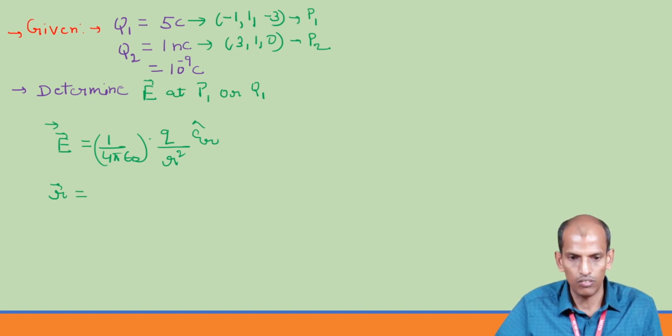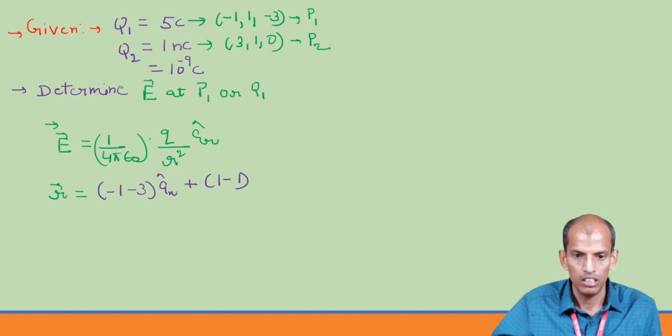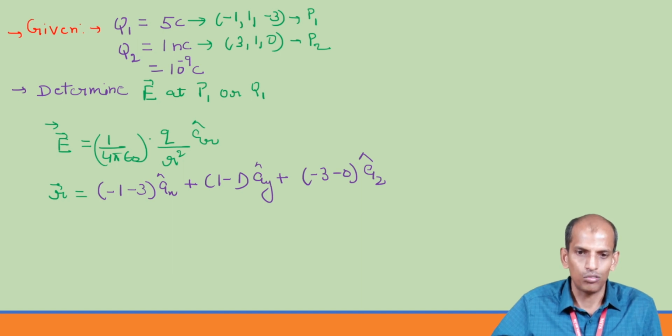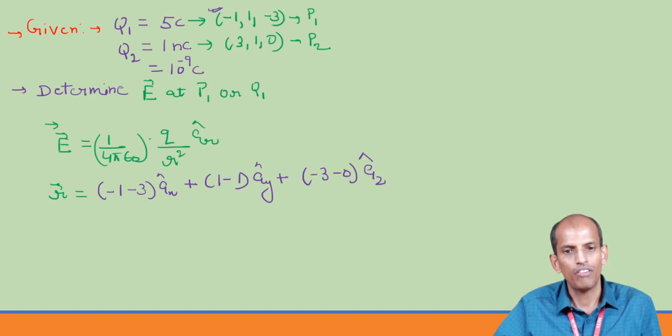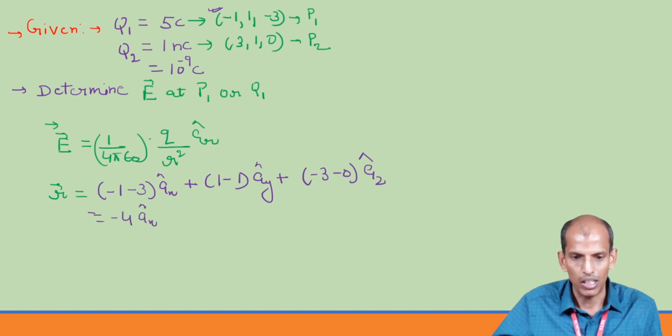What should be the value of R? It is (minus 1 minus 3) AX hat plus (1 minus 1) AY hat plus (minus 3 minus 0) AZ hat. You can have a question here: why am I taking minus 1 minus 3, and not 3 minus of minus 1? Because I'm calculating the field at this point, so it is always final minus initial. Earlier also we have seen this. So very easily you get minus of 4 AX hat minus of 3 AZ hat.